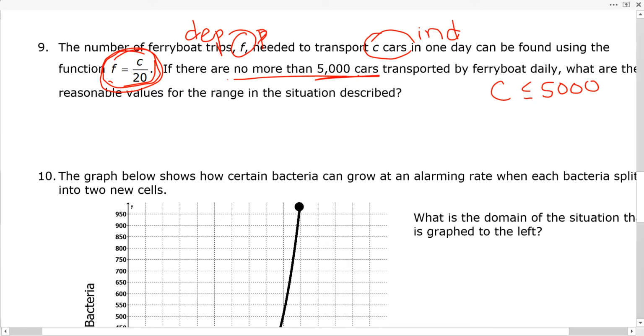What are the reasonable values for the range? So this is domain, and range is going to be F.